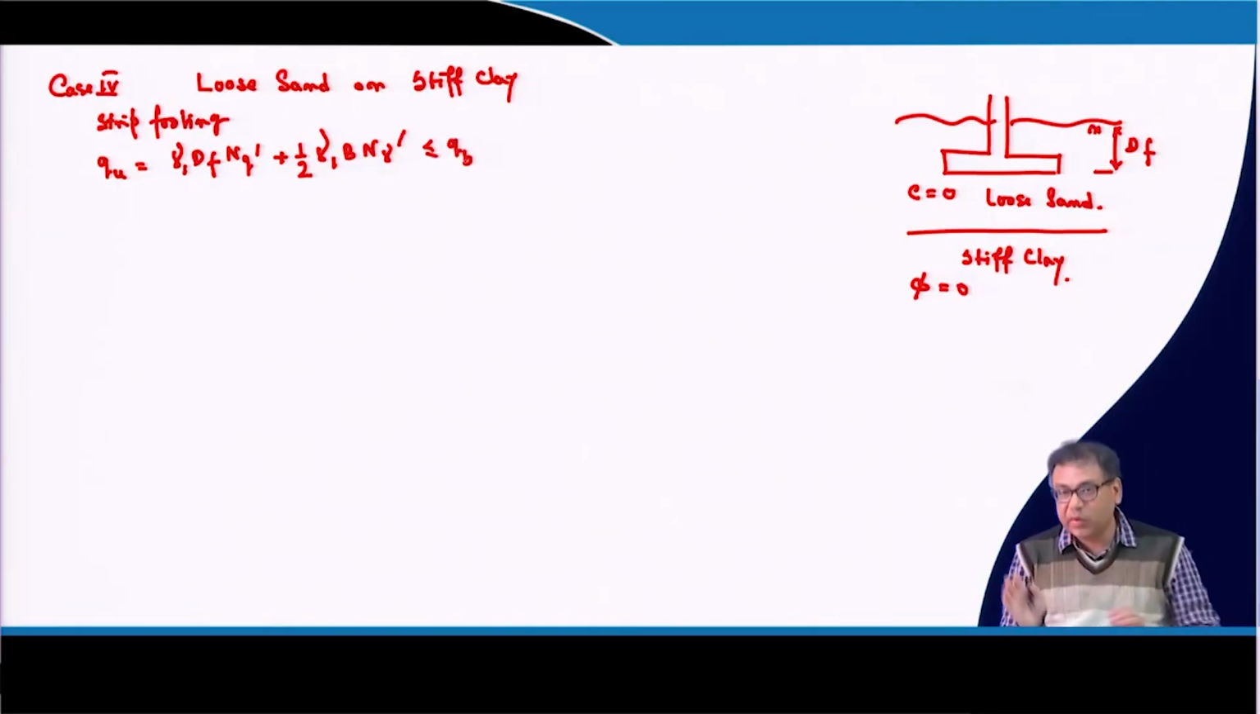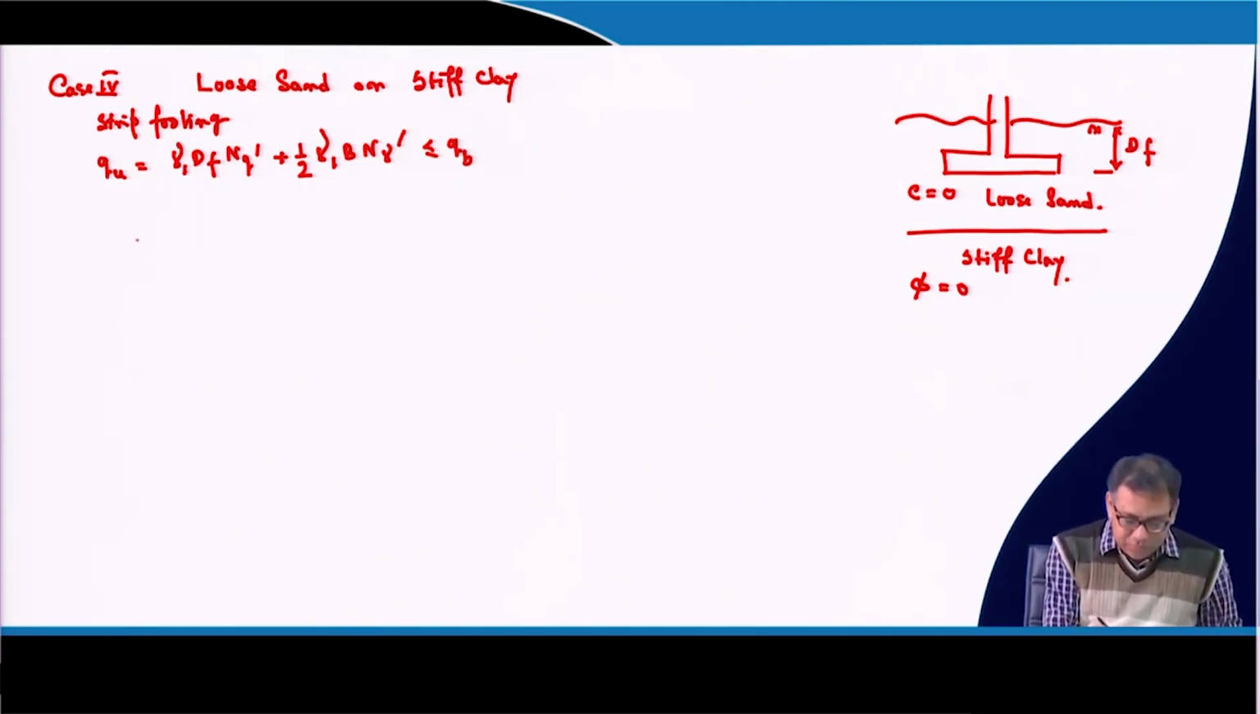q_b, because definitely that cannot be more than the bearing capacity of the bottom layer, because in the previous three cases it should not be greater than q_t, since in that case the stronger layer was the top layer. But in this case the stronger layer is the bottom layer, so it should not be greater than q_b. Okay. So, now what is q_b?